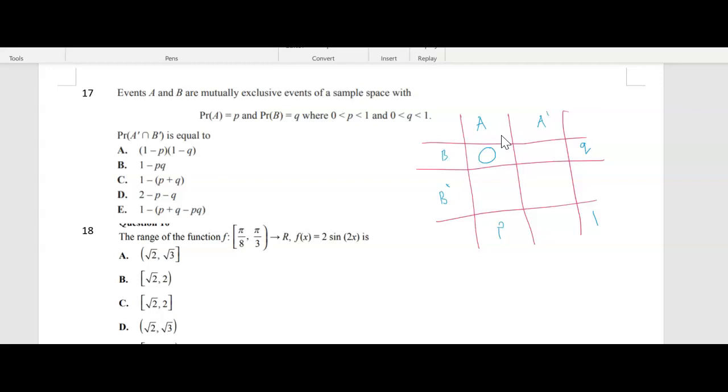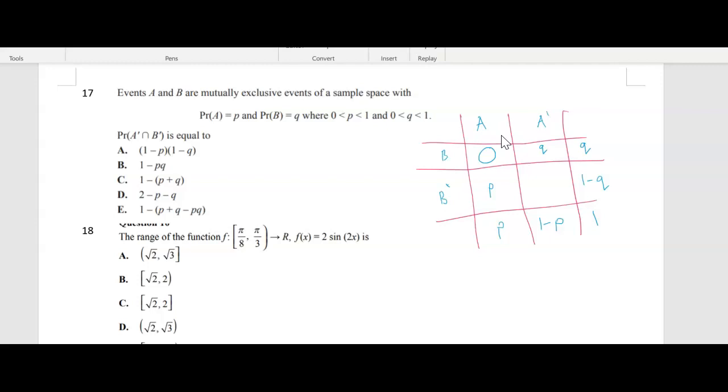Now, because there's a 0 for A and B, that means P has to go there because 0 plus P has to equal P, and there's going to be a Q here. All right, we can fill in this spot here is going to be 1 minus P, and this is going to be 1 minus Q, so they're complements. So basically in this last cell is going to be the probability of not A and not B.